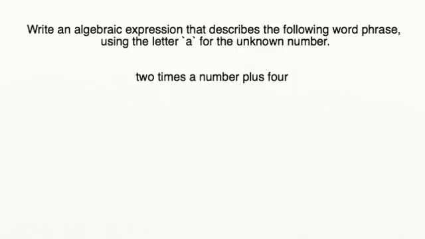Sometimes you'll see a word problem that asks you to write an algebraic expression using a variable for your unknown number. A variable is when you use a letter instead of that number. So you might use A or X or Y instead of using the actual number. So let me show you how you would do this. We have 2 times a number plus 4. So we're going to write the number 2. And we know that we're multiplying it by a number. Now we don't know what this number is, so we're going to use the variable A.